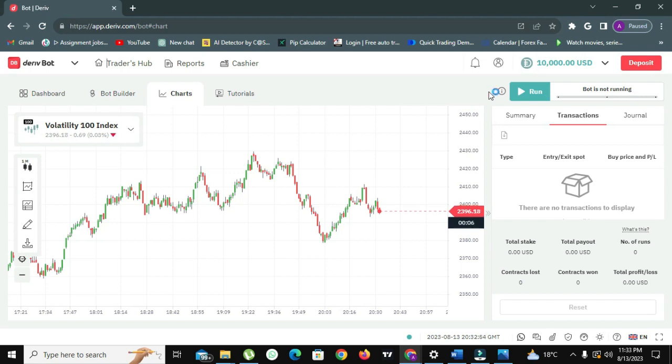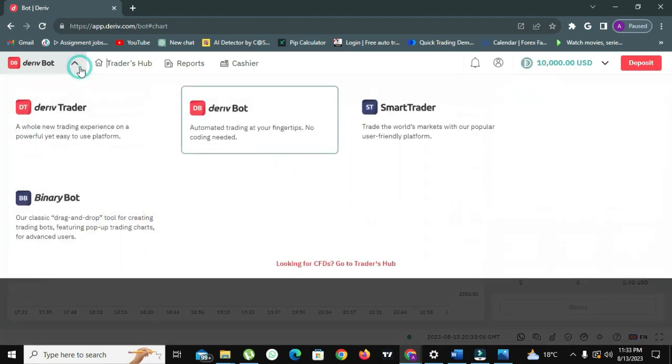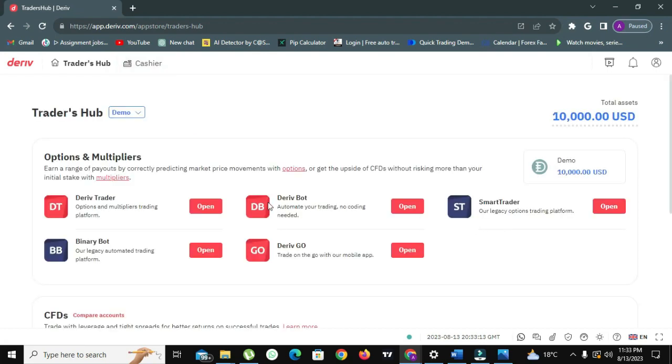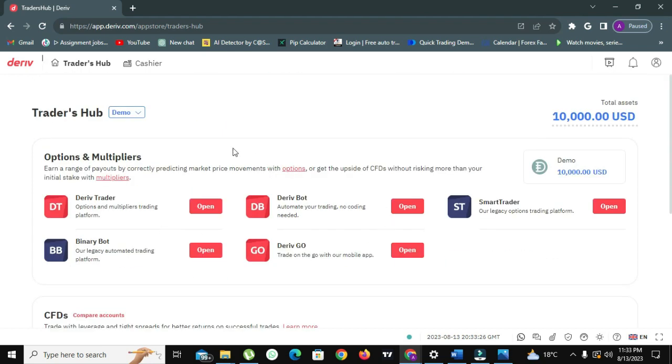But other than financial instruments, it offers many other kinds of assets, commodities and tools that you can use to make good money. If you go to Traders Hub, you can get all these assets. You can get the CFDs on MT5, that is forex, stocks, indices, commodities, cryptocurrencies. You can do that.